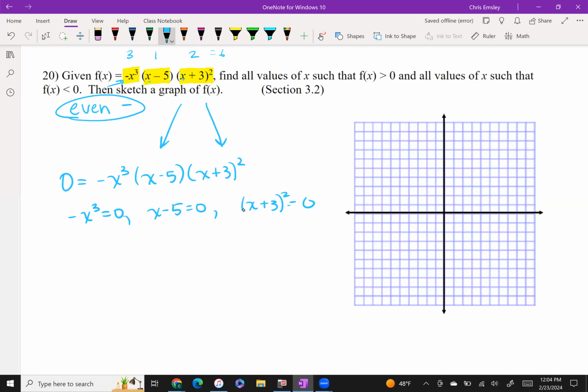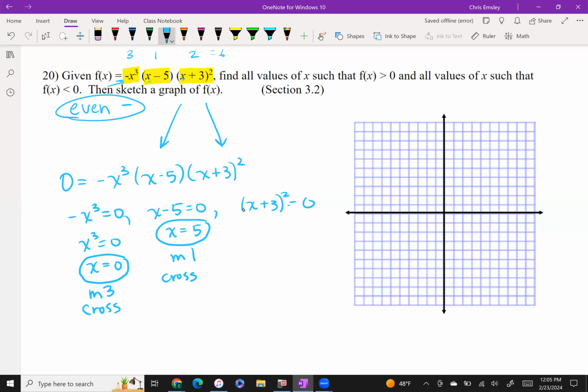If we divide both sides by -1, we still get x cubed equals 0. If we take the cube root of both sides, we still get x equals 0. So there is one of our x-intercepts. This one has a multiplicity of 3, which is odd. So we are going to cross the axis at that point. Here we'll add 5 to both sides. There's our next x-intercept. This one has a multiplicity of 1, which is also odd. So we are going to cross at that point as well.